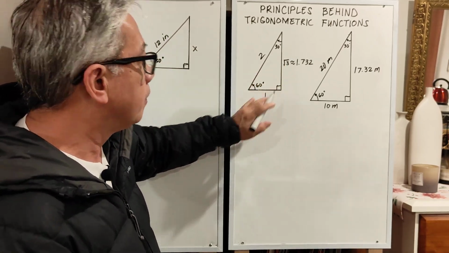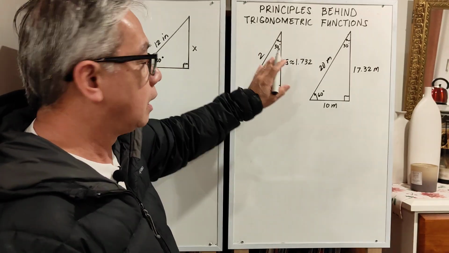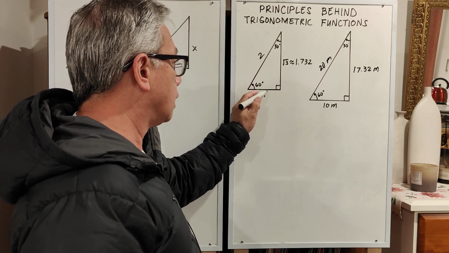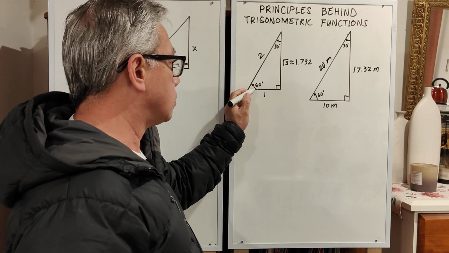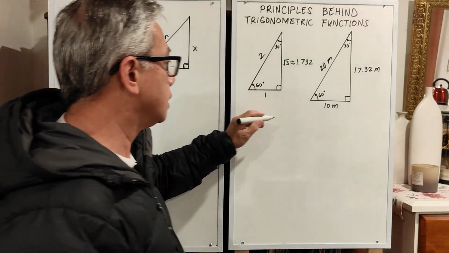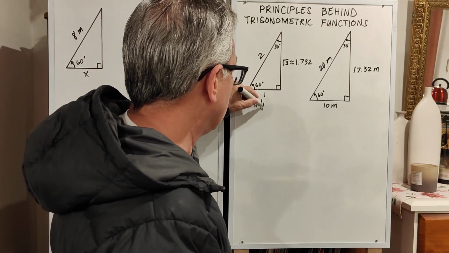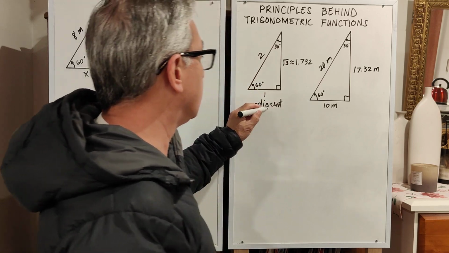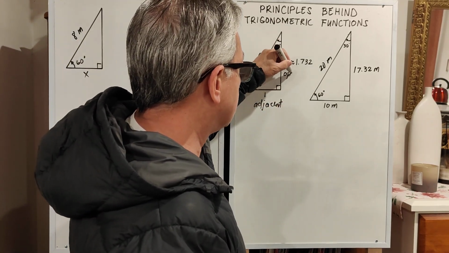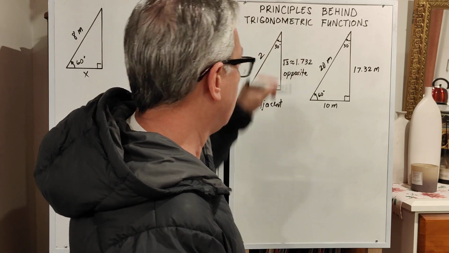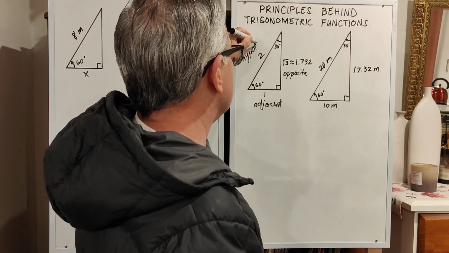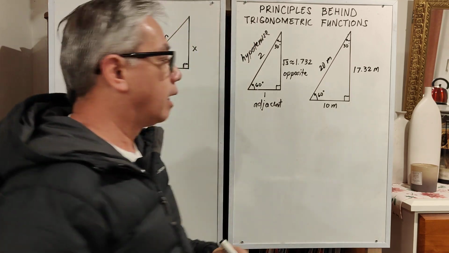They have made names for these sides. For example, if you have the angle here, the side close to the angle, which is not the hypotenuse, is called the adjacent side. And the one opposite this angle is called the opposite side. And this one is the hypotenuse of the triangle. The hypotenuse is the longest side of a right triangle.